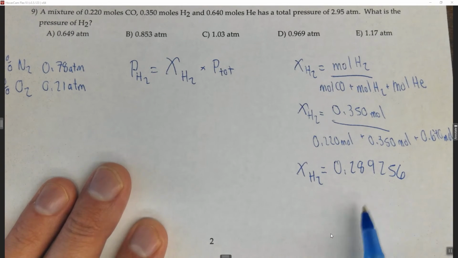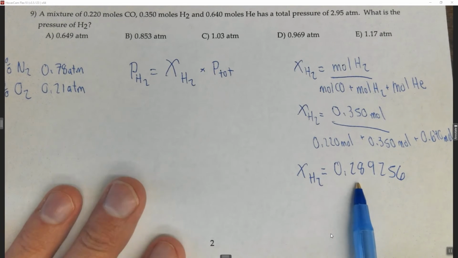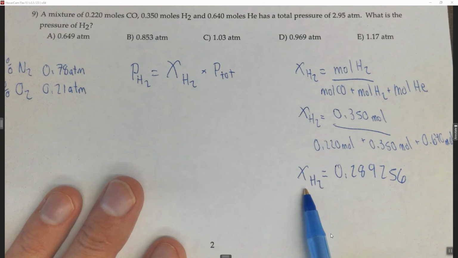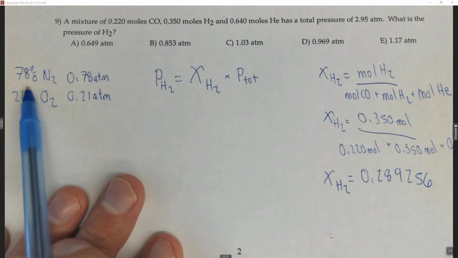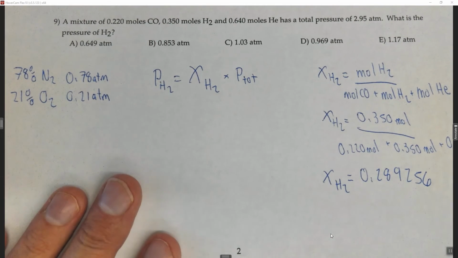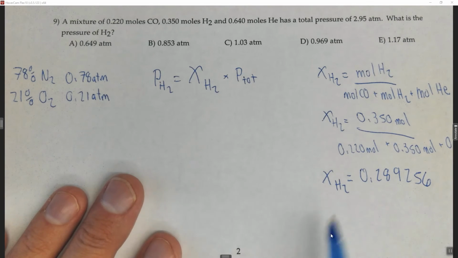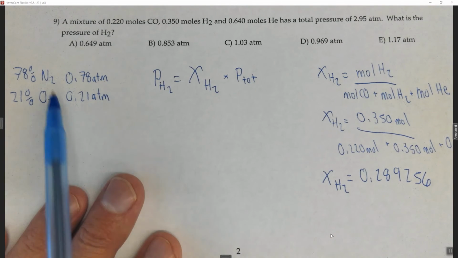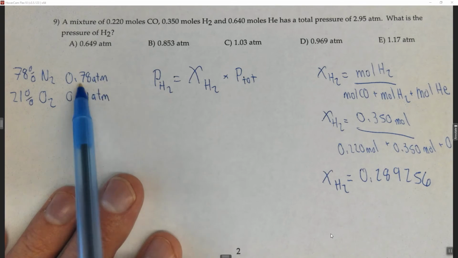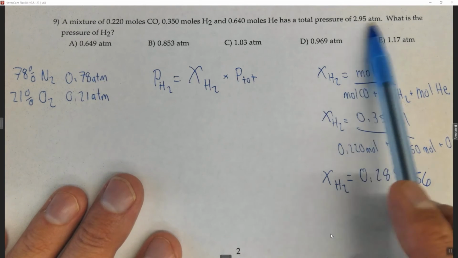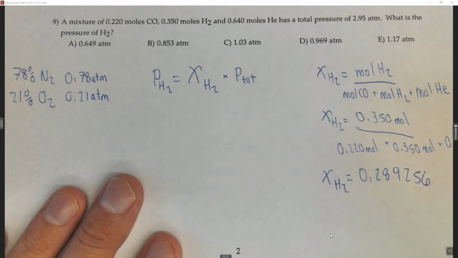Another way of saying this is it's about 28.9% hydrogen by moles, just like the air is about 78% nitrogen and 21% oxygen by moles. Well, let's look at the total pressure. In our example for the air, it was 1 total atmosphere. In this case, we have a higher pressure of 2.95 atmospheres.